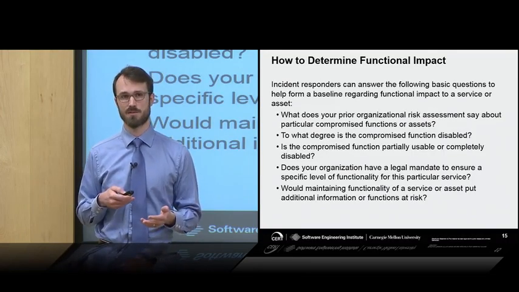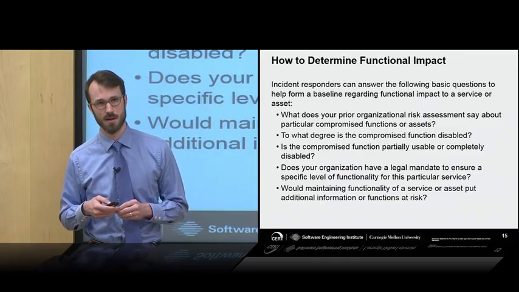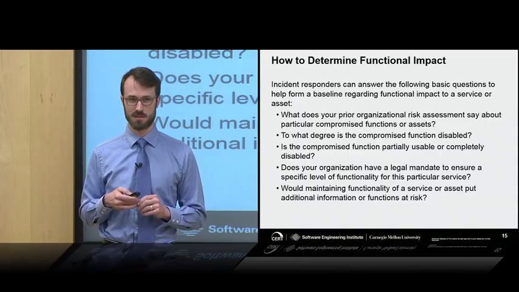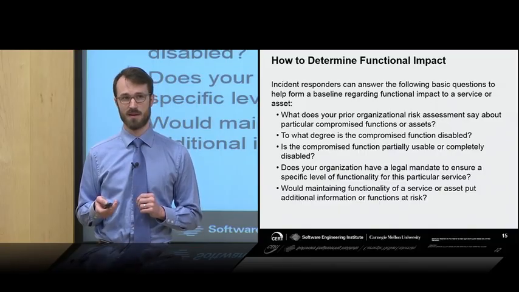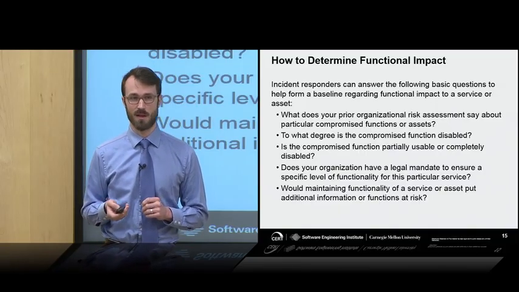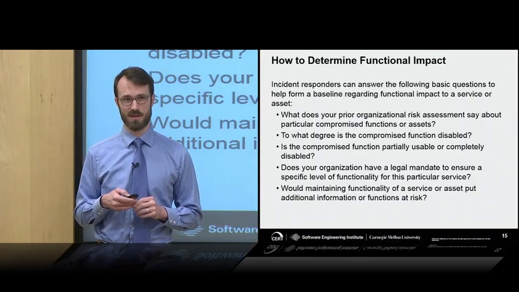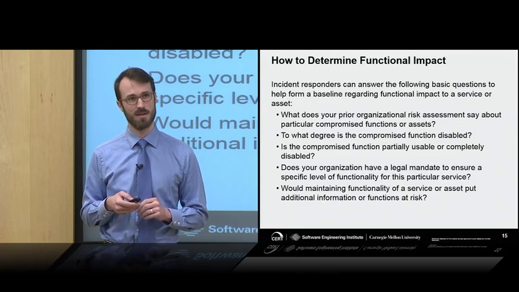Just think about those as you're handling the impact analysis of a particular incident. Do you have a legal mandate to ensure a specific level of functionality for this particular service? We already referenced this, but the legal mandate is a very real thing for a lot of industries. Health obviously has a legal and moral mandate to provide care and maintain their functionality.